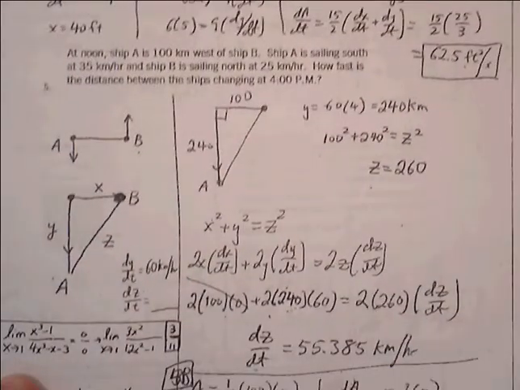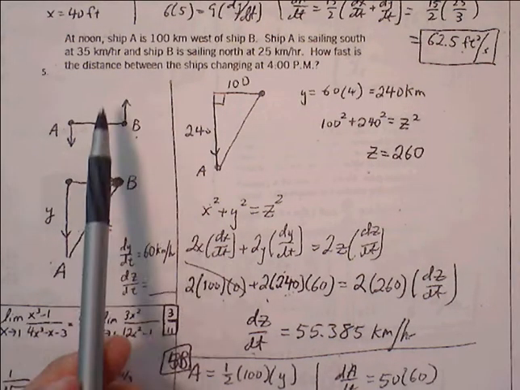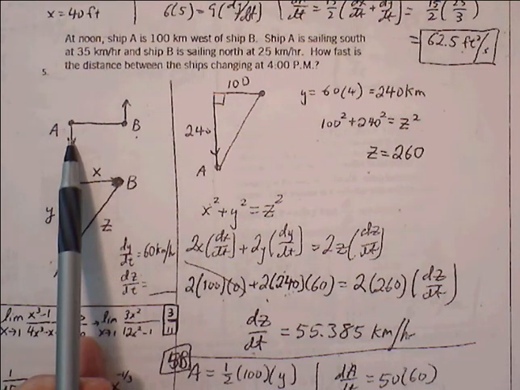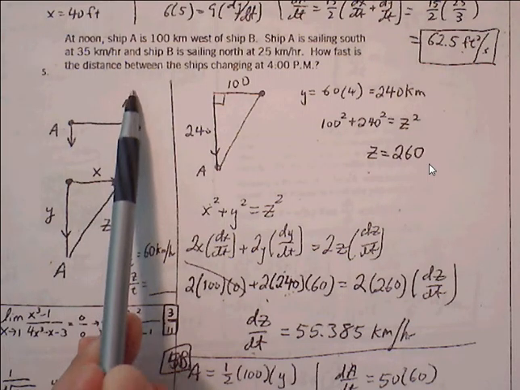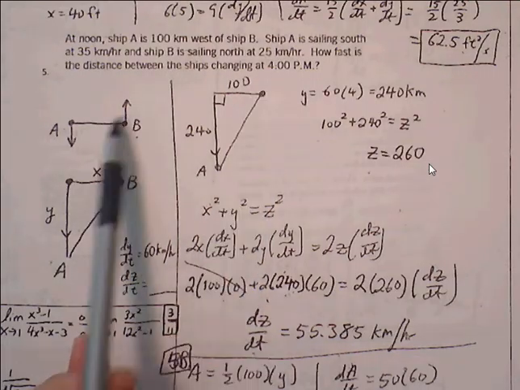All right, number 5. At noon, ship A is 100 kilometers west of ship B. So we have ship A and ship B here. Ship A is traveling south at 35 kilometers per hour. Ship B is sailing north at 25 kilometers per hour. How fast is the distance between the ships changing at 4 p.m.?